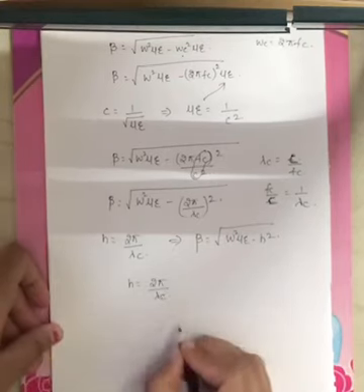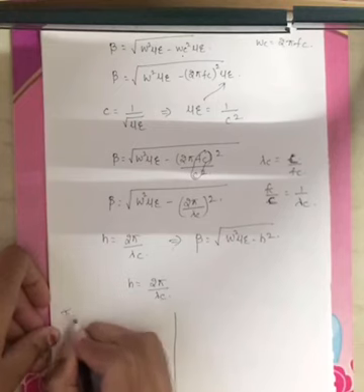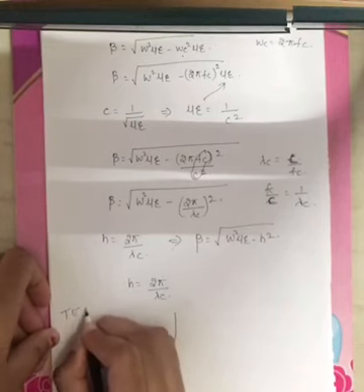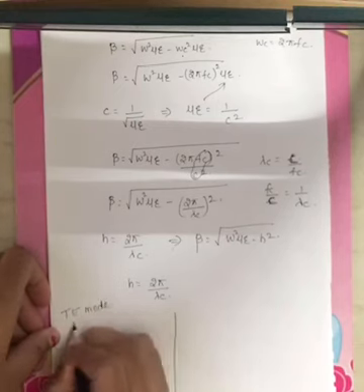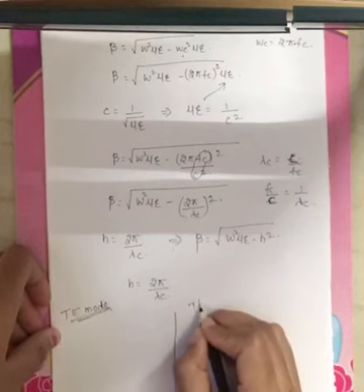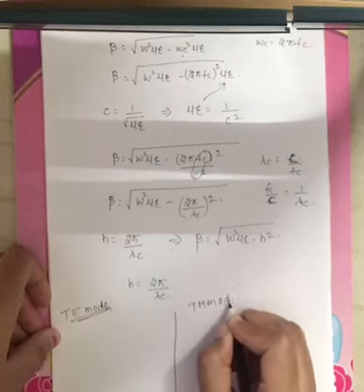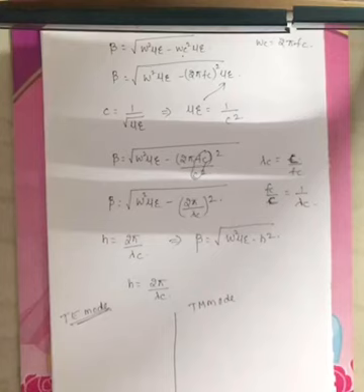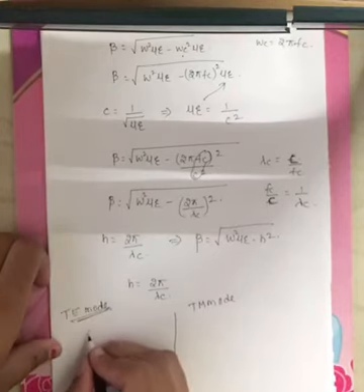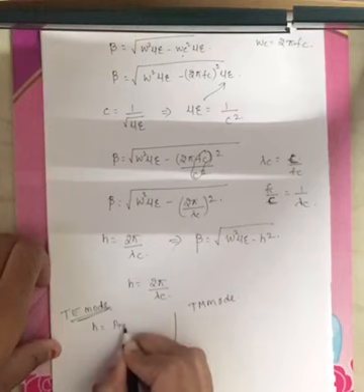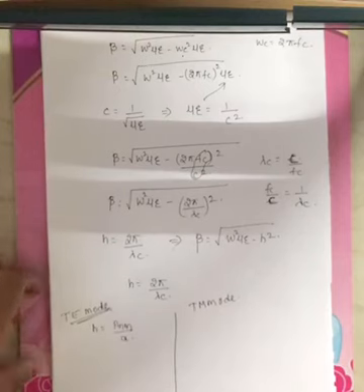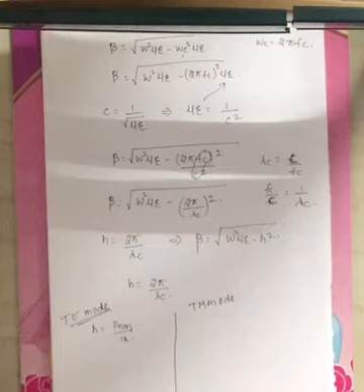Now first calculate for TE mode and next calculate for TM mode, right? Now first calculate for TE mode. For TE mode, h value is nothing but P dash nm by a, right? The h value we have derived here, right?